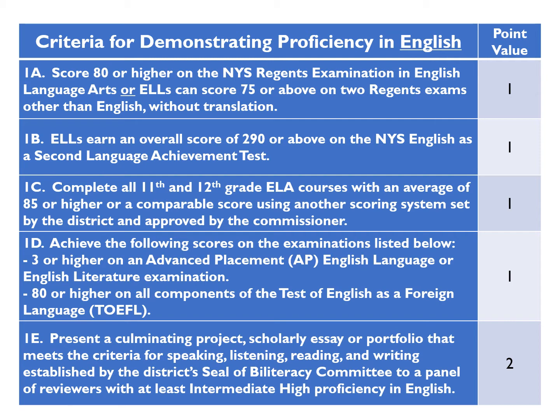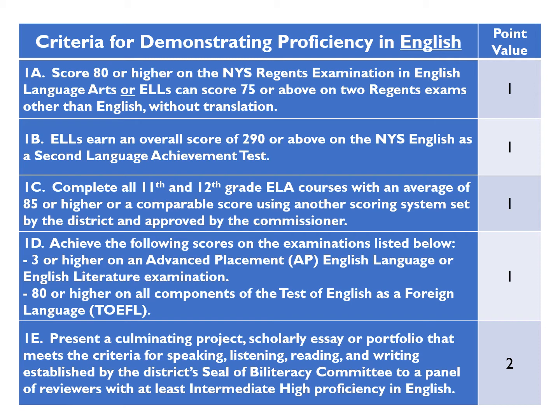1A. Students may score 80 or higher on the New York State Regents examination in English Language Arts. ELLs may also earn a point under this criterion by scoring 75 or above on 2 Regents exams other than English without translation. 1B. ELLs may achieve an overall score of 290 or above on the New York State English as a Second Language Achievement Test, or NYSESLAT.